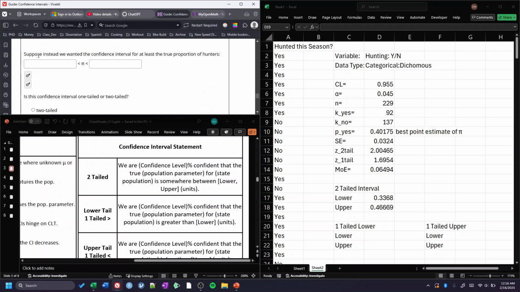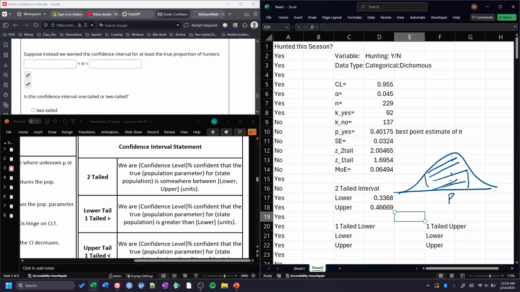Okay, here it says, suppose instead we wanted the confidence interval for at least. Now remember, let's do just a quick picture. This two-tailed confidence interval, when we draw it out, looks like this. We have our confidence interval centered on the sample proportion P, and this is like our middle 95%. For a one-tailed interval, we're going to say that we are 95.5% confident that we're at least some value. Well, at least says that we want to be from some value or greater. So we're going to do a one-tailed lower tail, because notice this lower tail is where we could be wrong.